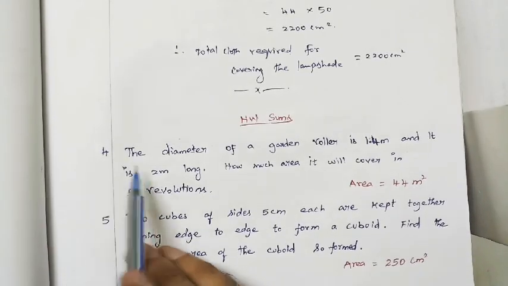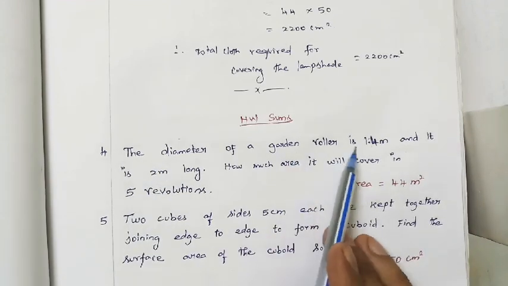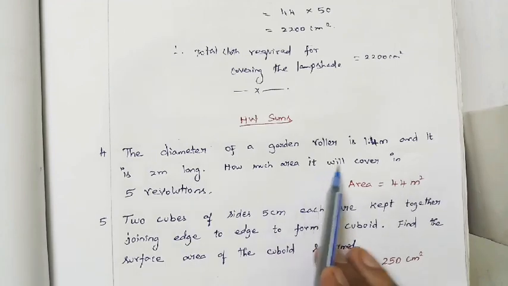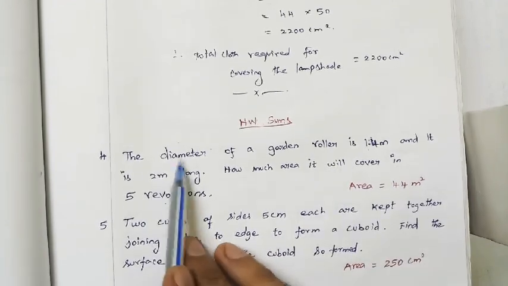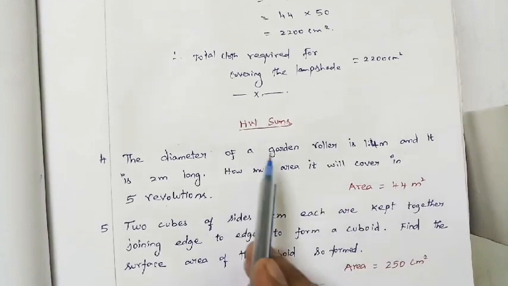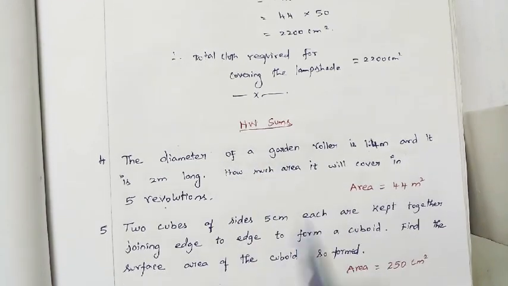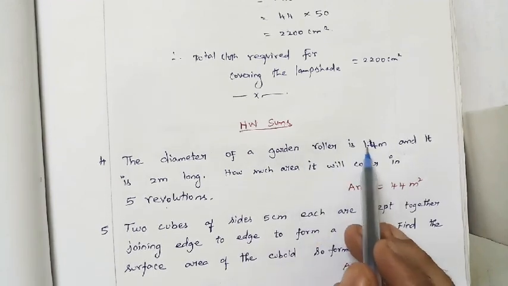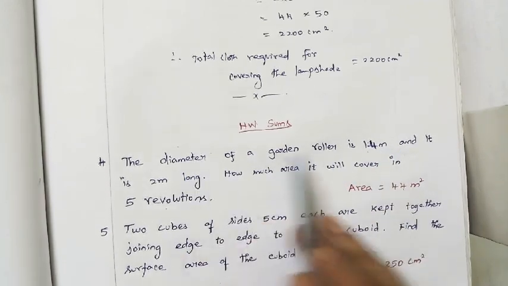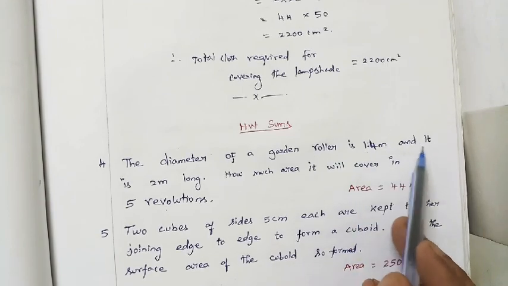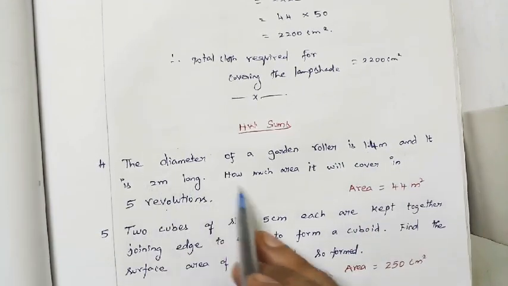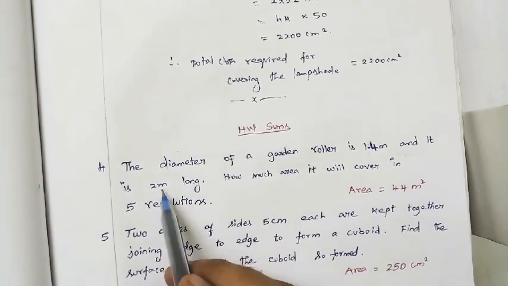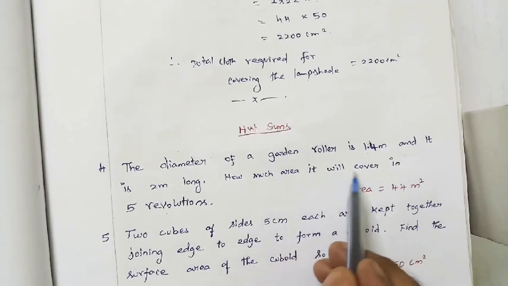Sum number 4. The diameter of a garden roller is 1.4 meter and it is 2 meter long. How much area will it cover in 5 revolutions? Right? Diameter of a garden roller. So what is the shape? Garden roller, how will it be? Cylinder in shape, right? The diameter is 1.4 meter and it is 2 meter long. That means the height of the roller, the length, is nothing but the height of the cylinder, which is 2 meter. How much area will it cover in 5 revolutions?